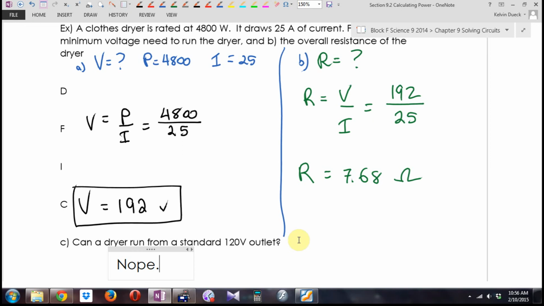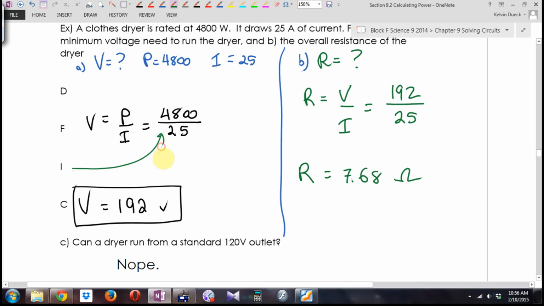You get that okay, Aiden? Yep. So I got 192 volts, which is why, by the way, a dryer can't run from a standard outlet. It needs more voltage than a standard outlet. So that's why the answer to part C was nope. What about I? Oh, for the I part, yeah, you know what? I did that right there. I did it on the same line each time. I was confused.